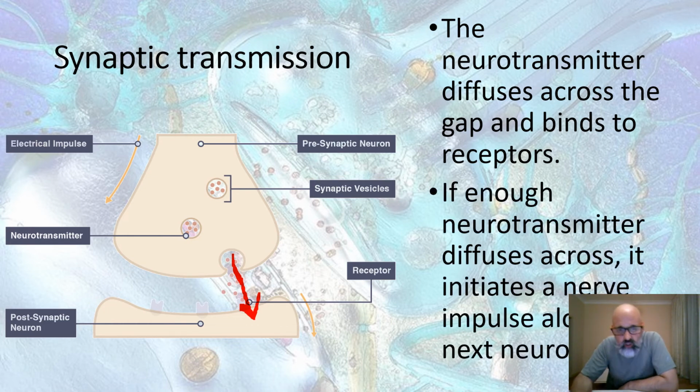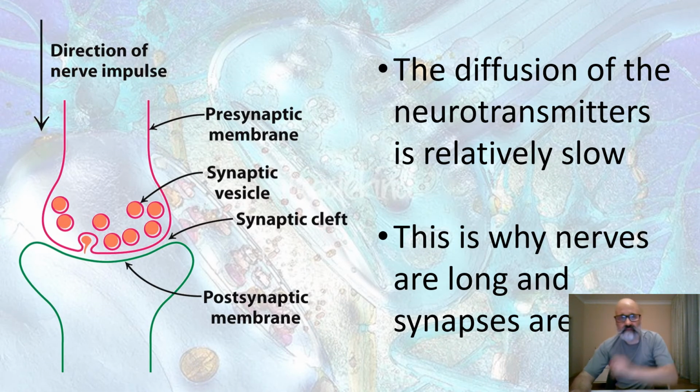If enough neurotransmitter reaches these receptors, then it will cause an excitatory impulse, in other words, an electrical signal to pass down the next nerve cell, and therefore the nervous signal continues from one nerve cell to the next. So this is the direction of the nervous impulse.